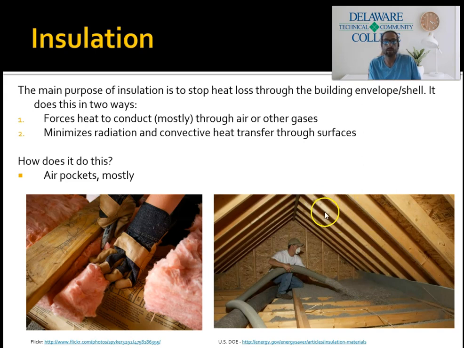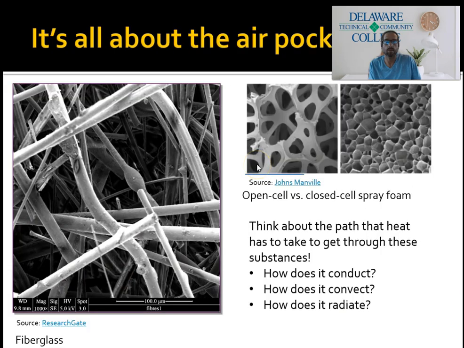And this is primarily done through the use of air pockets. We've talked about this before. But this is an electron microscope scan of fiberglass bat insulation. And then this is open and closed cell foam, which we'll go over here in a minute. And if you remember, we've talked about how heat conducts through insulation like this.